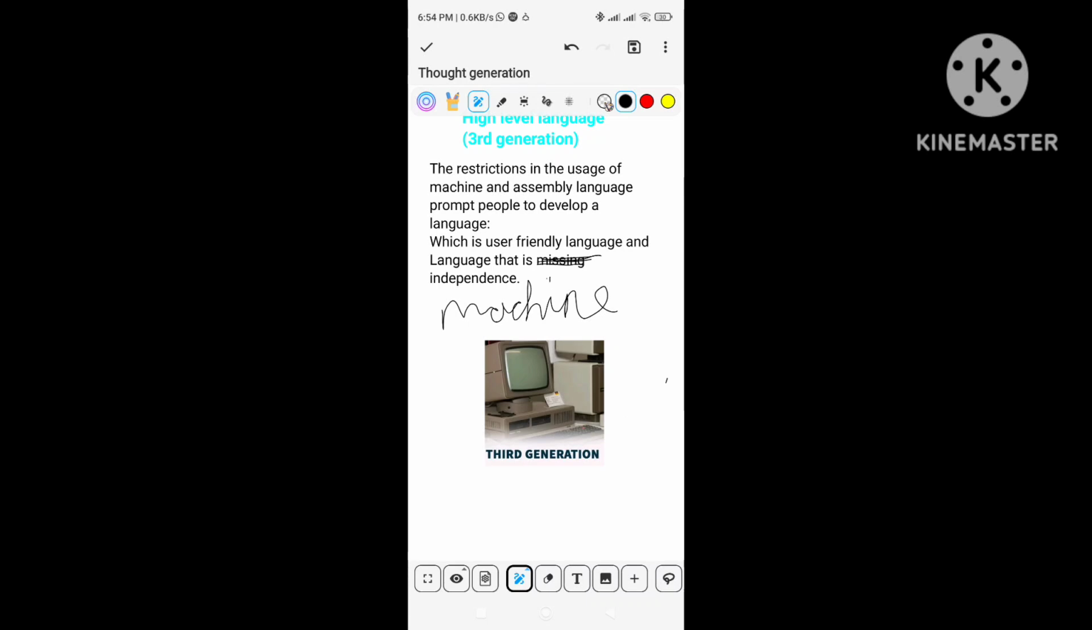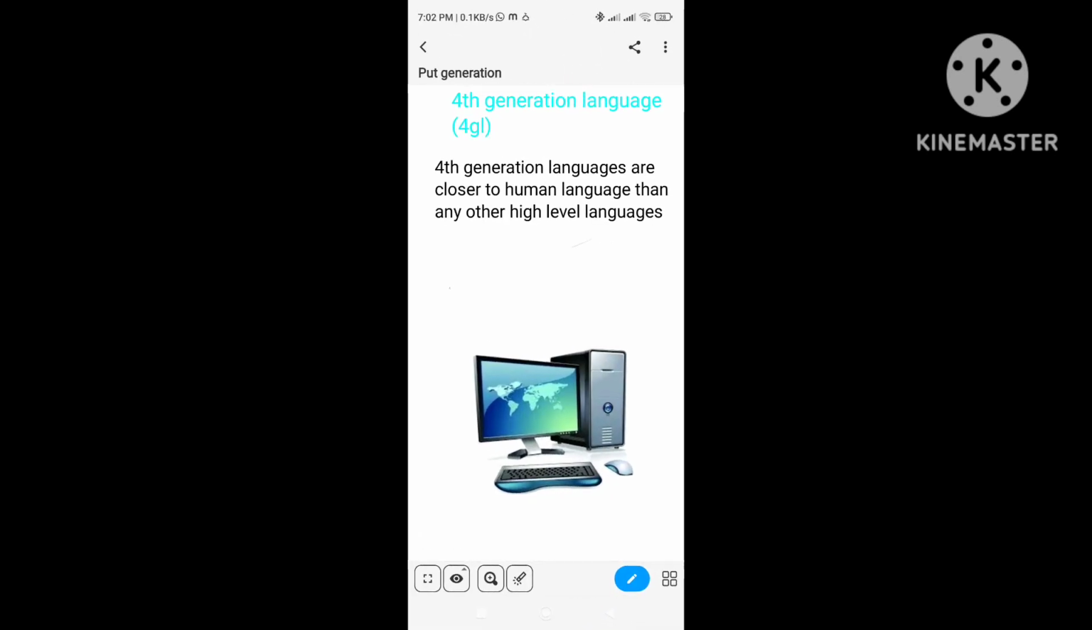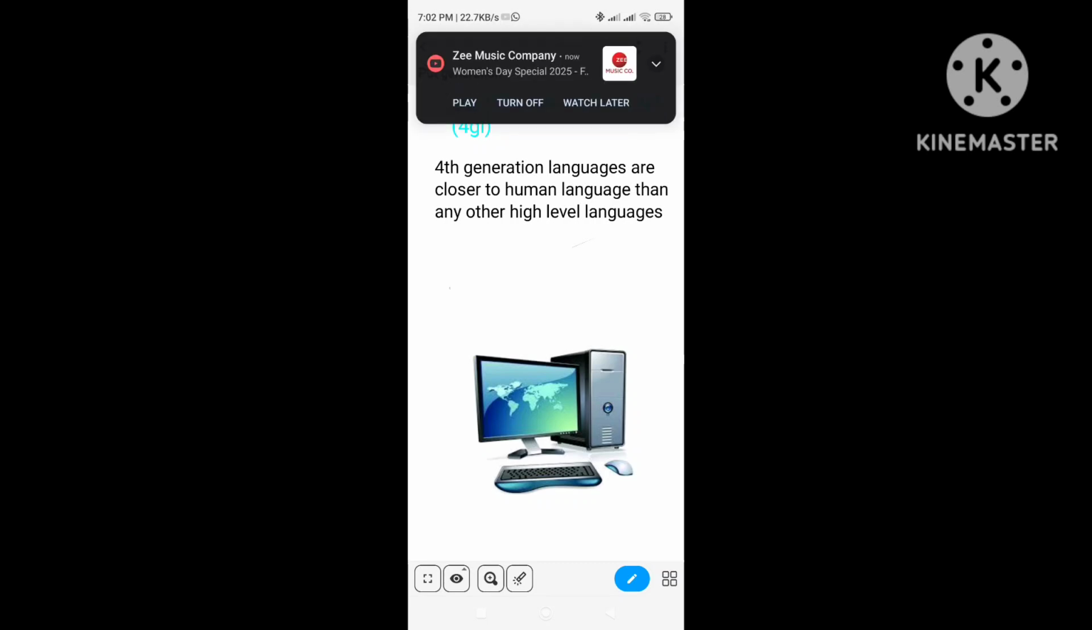Now we shall proceed to fourth generation or 4G language. Fourth generation languages are closer to human language than any other high level language. It is the easiest form of language. Nowadays the computers and tablets we see around are fourth generation only.